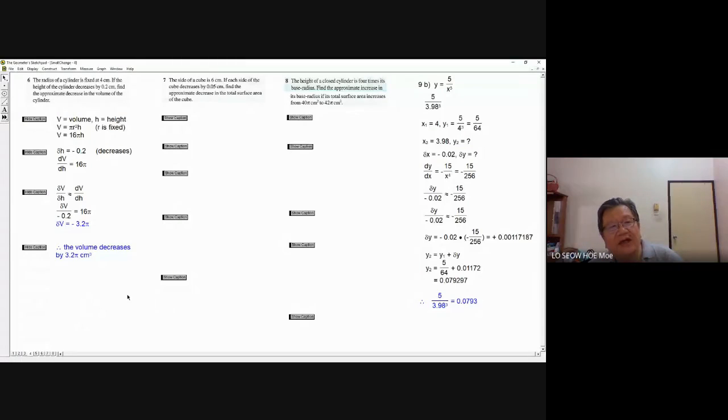So this is another example of small change. The small change in H, what is the small change in V? Small change in R, what is the small change in A? So that is what we have to find. And to find the small change, you have to use this formula, the formula for this topic. Delta V over delta H equals dV over dH, or delta y over delta x equals dy over dx. Okay? Right, so this is it.